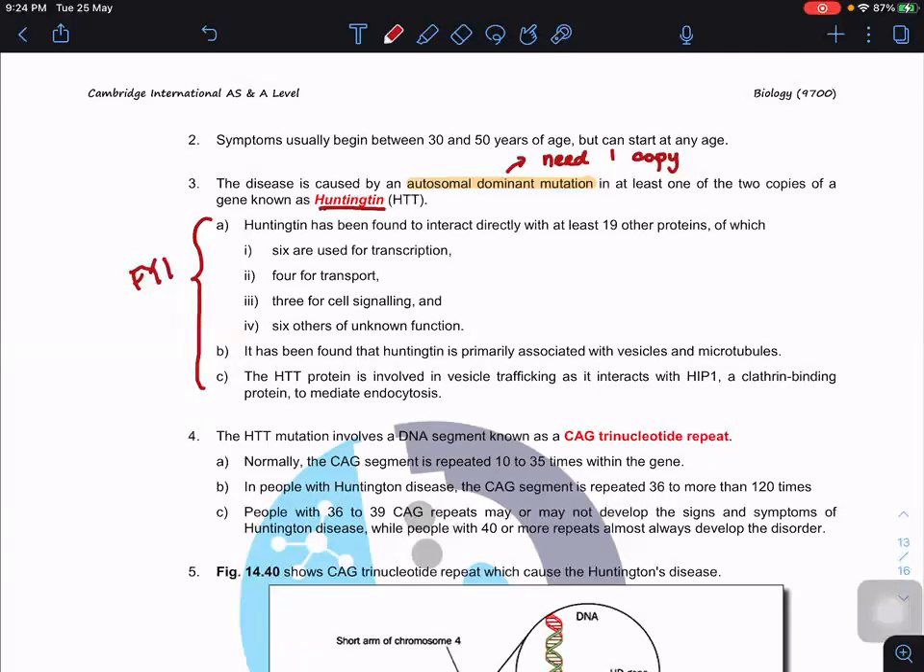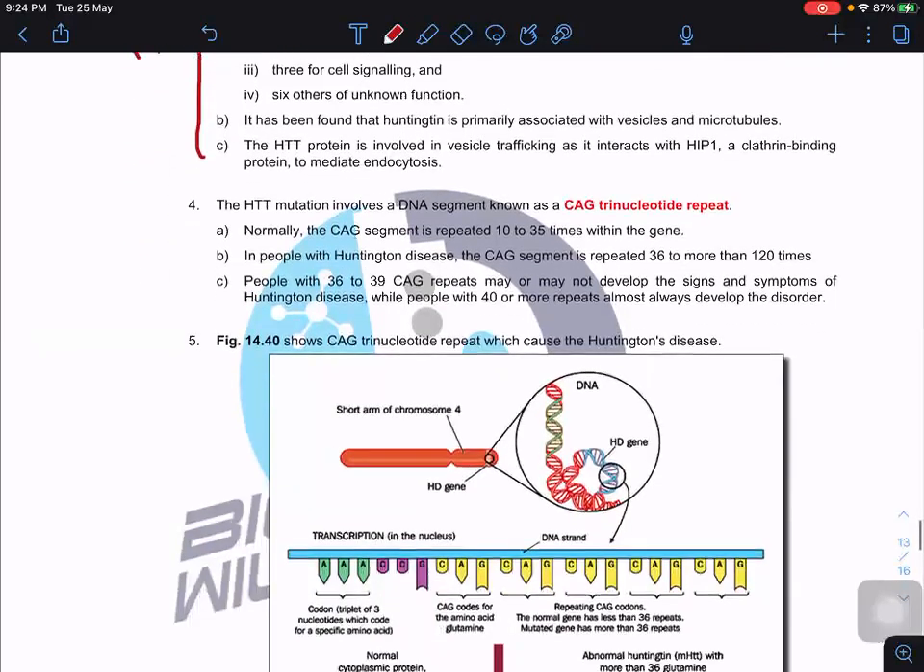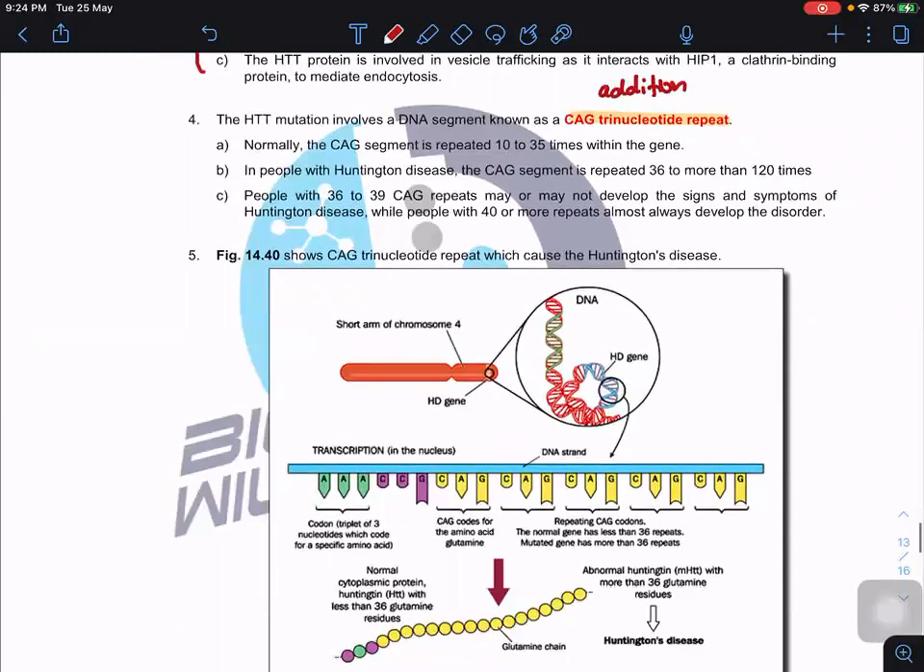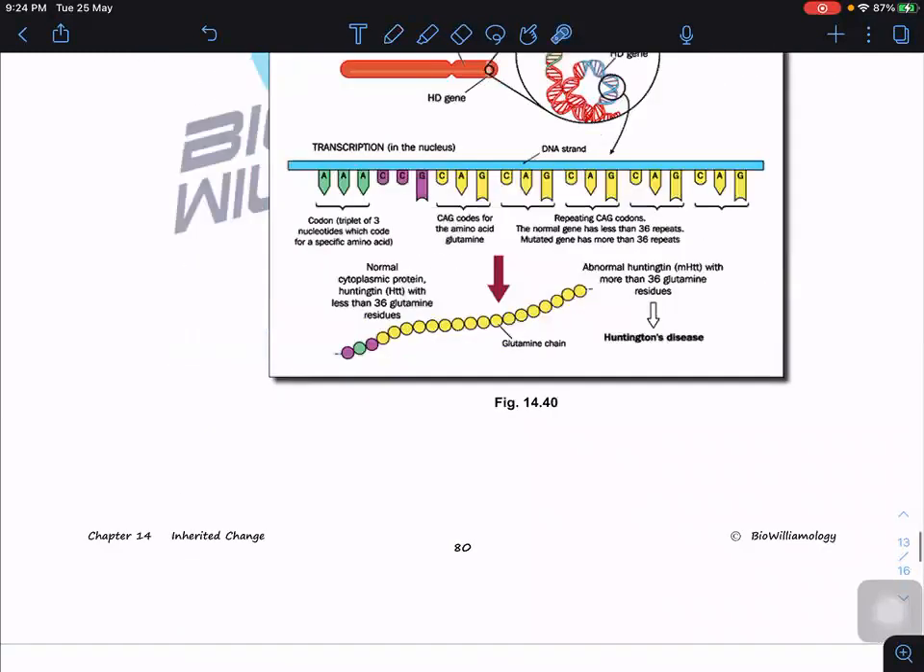But basically, the mutation involves a DNA segment known as the CAG trinucleotide repeat. It means that there is an addition, but it's not just adding one. It continues to add CAG, CAG, CAG, CAG. Can you see that in this diagram? CAG, CAG, CAG, CAG continuously.